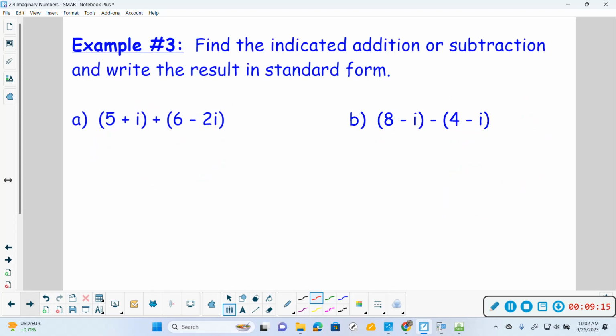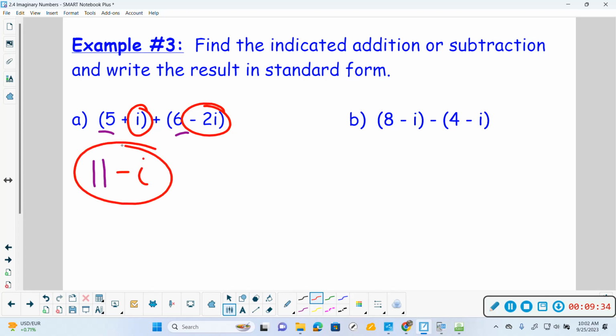Love the imaginaries. Okay, find the indicated addition or subtraction. Same thing, like terms. I'm going to do the reals: 5 plus 6. I can mentally do that one. And then, of course, I'm going to do your imaginaries: 1 plus negative 2i. We are in the right order. Real, imaginary. Circle it up.